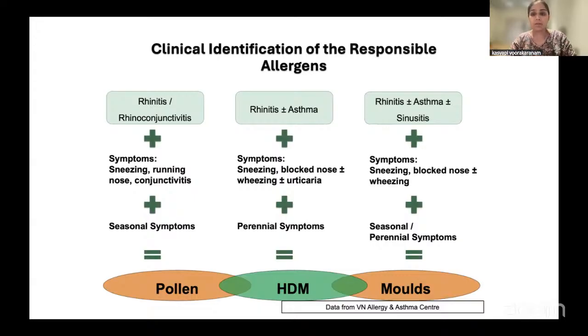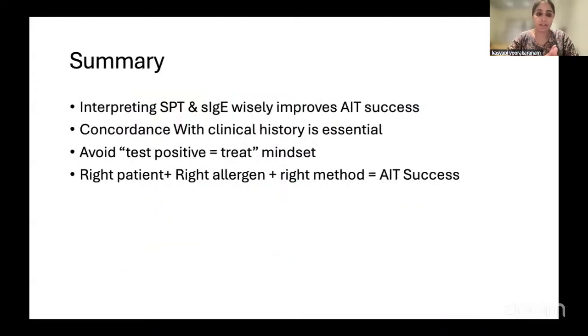Whereas the same symptoms along with the add-on nasal block and chronic rhinosinusitis, which is seasonal and perennial in nature, we suspect a mold infestation as such.